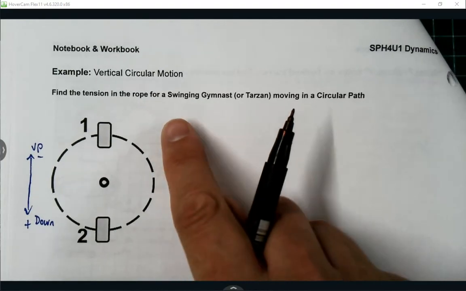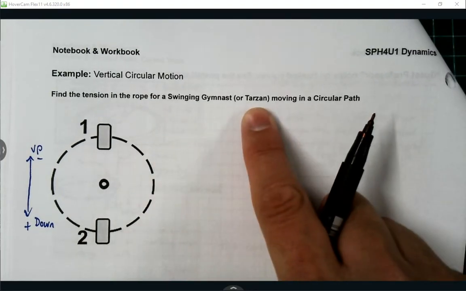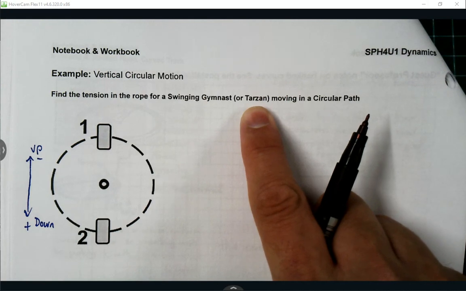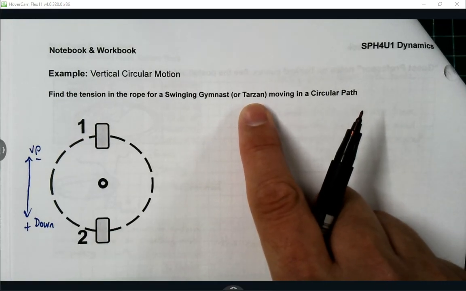And so this is a gymnast that's somehow at the end of a rope. Somebody in the past said, is this like Tarzan? So I threw it in there. Does anybody even know who Tarzan is anymore? Some fella who grew up in the jungle. I don't really understand the backstory. But anyway, swings on ropes. That's the important thing here.